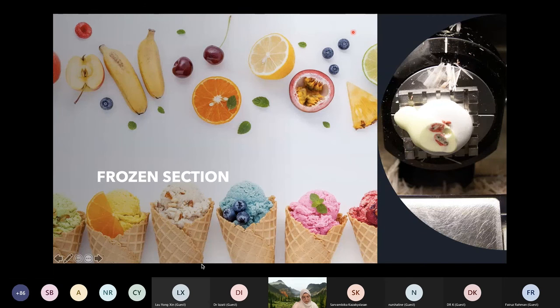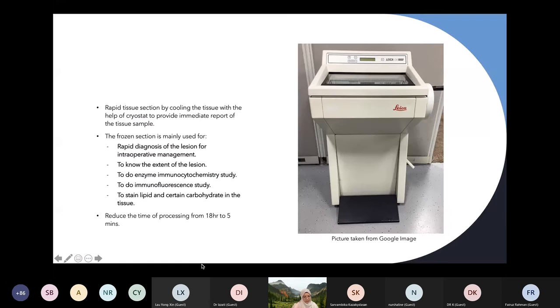Lastly, we have come to the final part of my lecture, which is frozen section. It is not about the ice cream here, but it's actually about providing a rapid report from an immediate section taken from the fresh tissue removed from the patient's body. Frozen section is a rapid tissue section where we freeze the tissue with the help of this machine here, the cryostat, to provide an immediate report of the tissue sample.